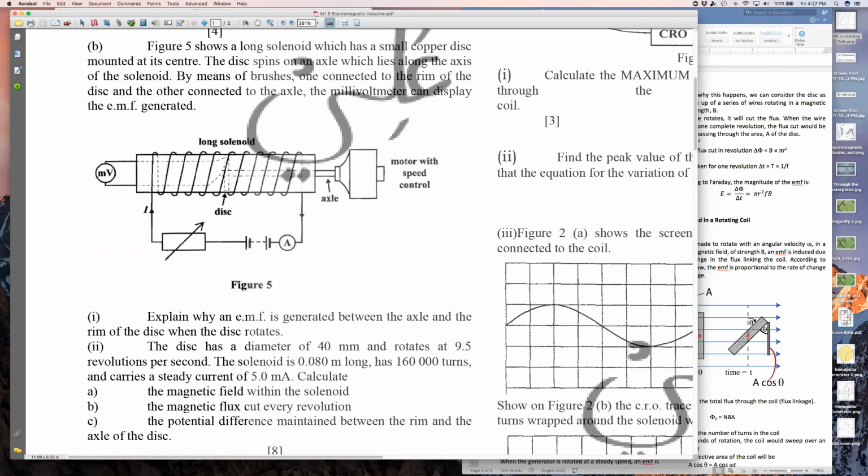And of course, according to Faraday, an EMF is going to be generated. First part done. Next part.